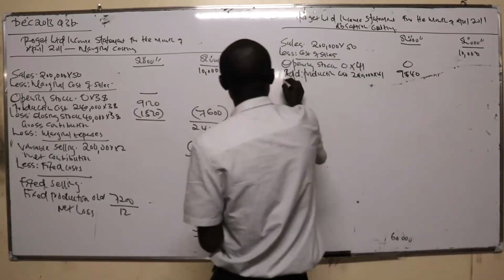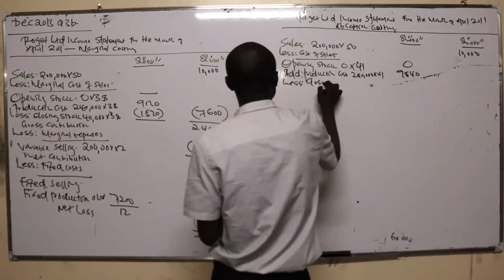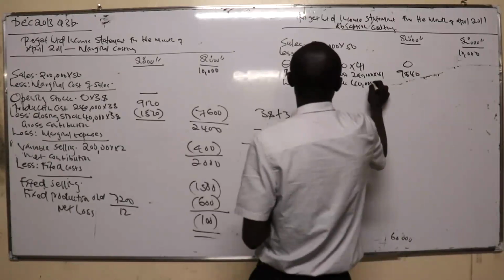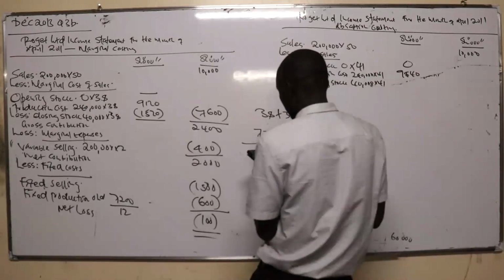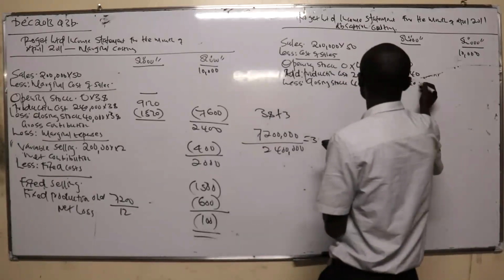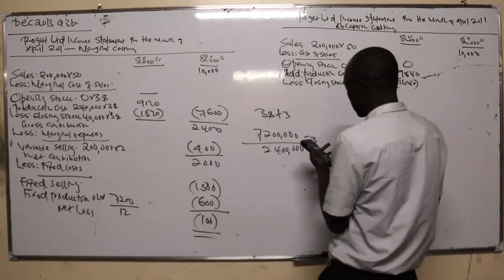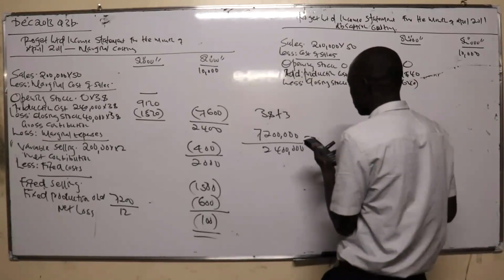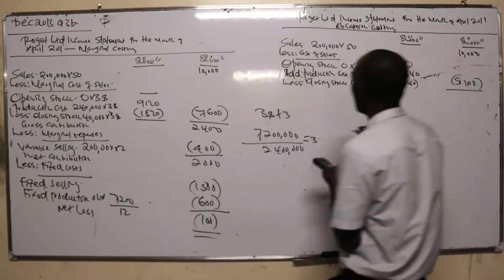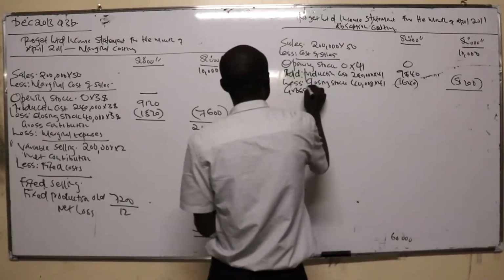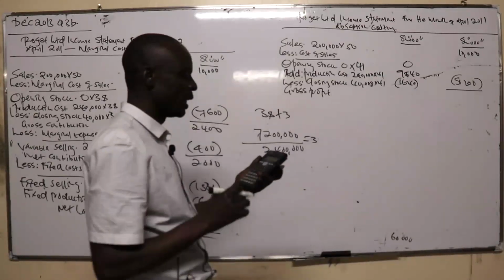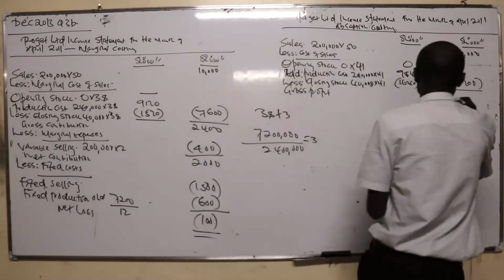And then you less closing stock. Closing stock would be 40,000, and then you value based on 41. So that one will give you 1640. So 9840 minus 1640 will be 8,200. So here you get the gross profit. 10,000 minus 8,200. So your gross profit here will be 1,800.